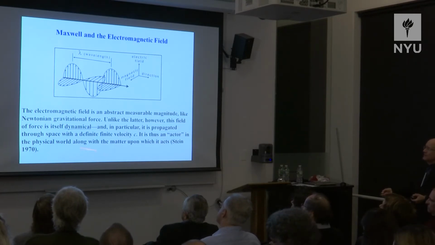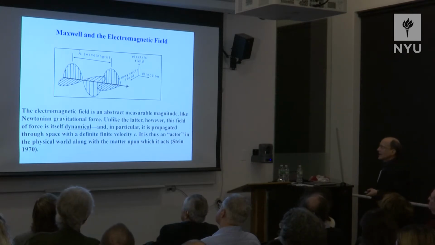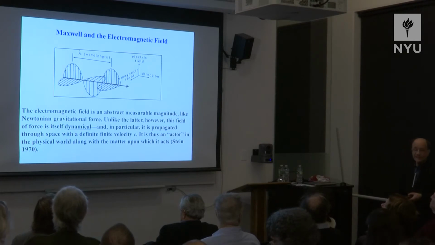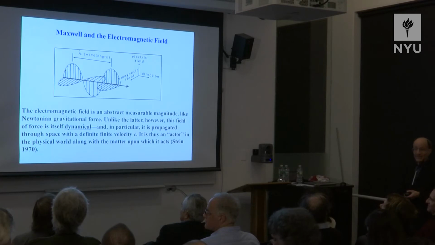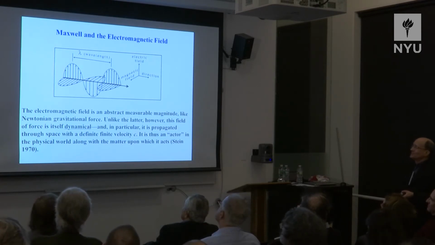Stein, 1970, I don't give you the reference, but that's an essay by Stein called On the Concept of a Field from Newton to Maxwell and Beyond. He barely gets actually to Maxwell, because he goes on and on about Newton for a long time, but he does get to Maxwell and says interesting and provocative things. That's the paper I'm referring to here.